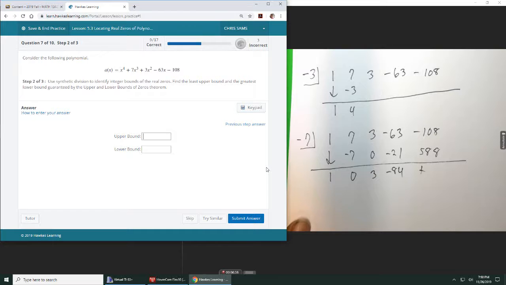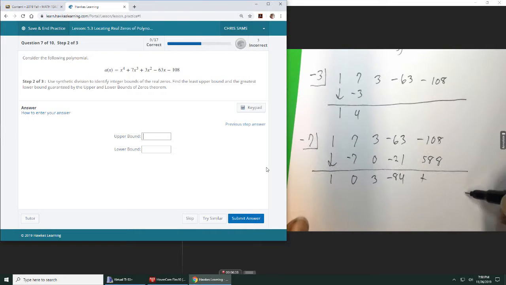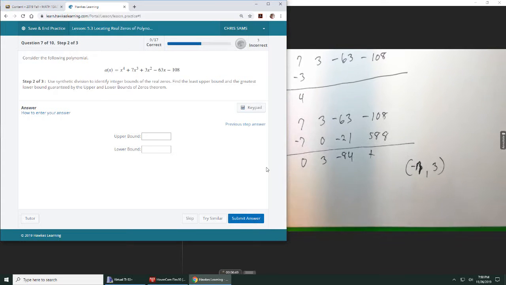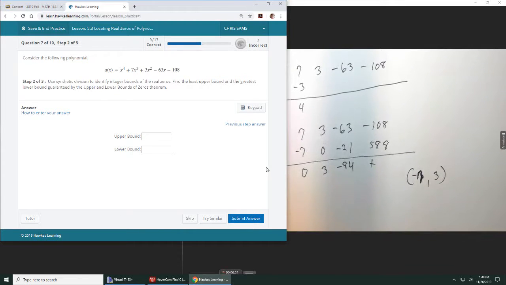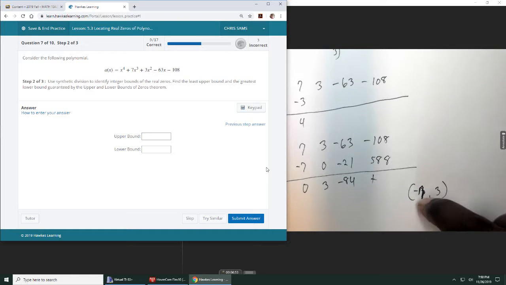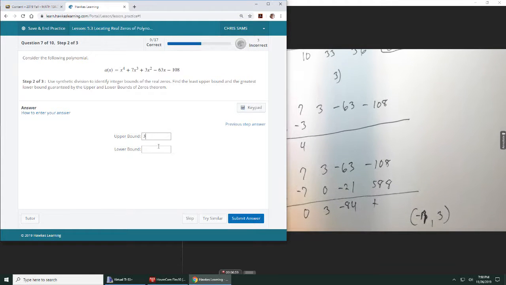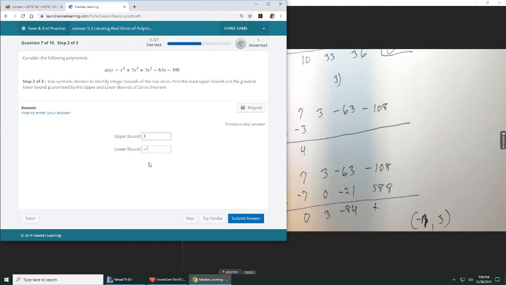Okay. So up here, we found out that 3 was the upper bound, and negative 7 is my lower bound. So when I'm trying real numbers using synthetic division, I only have to go as far down as negative 7 and as high up as positive 3. So upper bound is 3, lower bound negative 7.